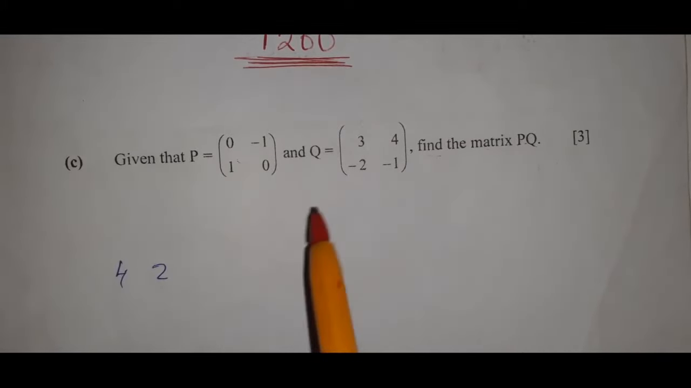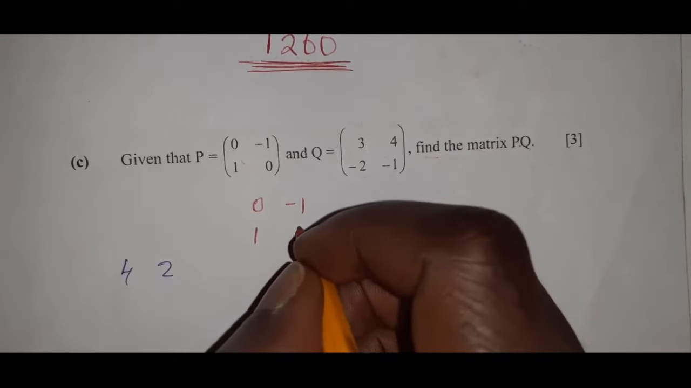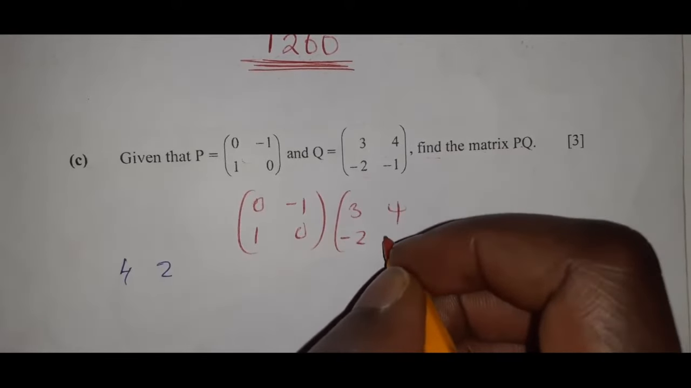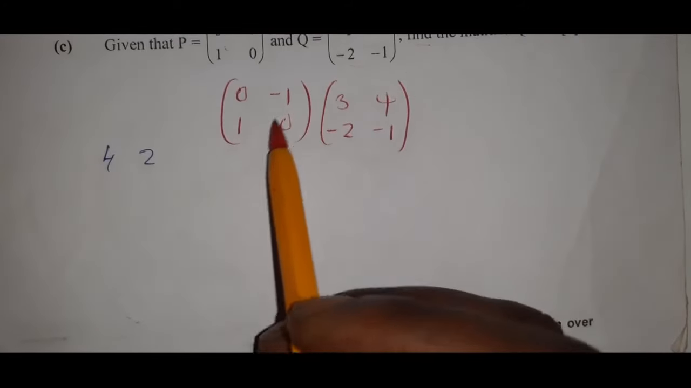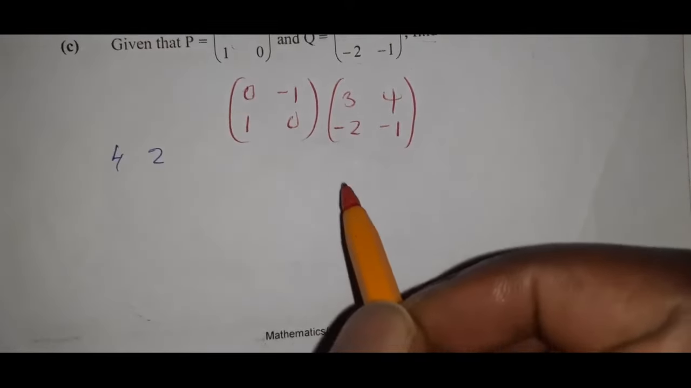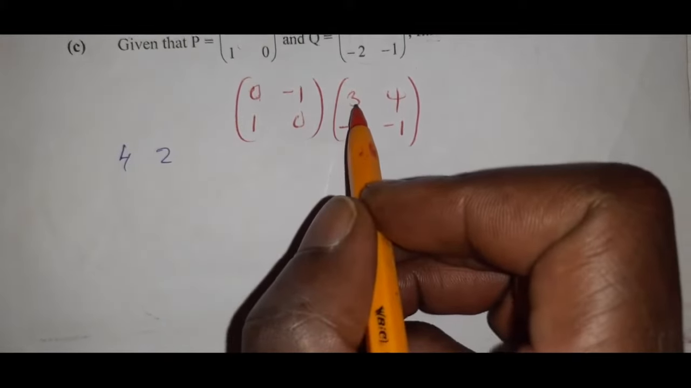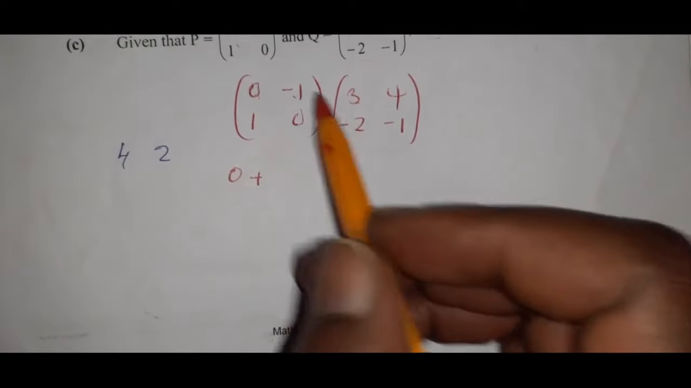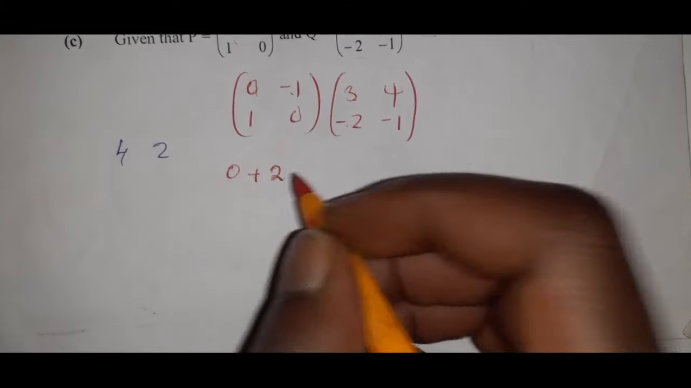And how do we multiply? Row by column. So we have 0, -1, 1, 0, 3, 4, -2, -1. So we need to multiply these matrices now. So how do we multiply? We say row by column, row by column. So we have 0 multiplied by 3, we get 0, plus -1 multiplied by -2, we get +2.